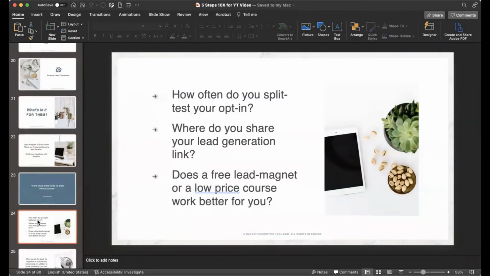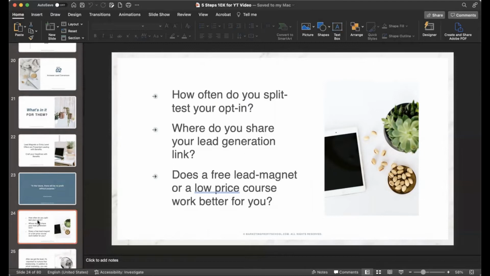How often do you split test the headline on your opt-in or the button, or even what you're offering? Have 2 or 3 different lead magnets out there at a time? And where do you share that link? Do you share it everywhere? Do you just share it in certain places? Do you just share it in ads? Do you just have it in a pop-up or a sidebar on your website? Like, share it everywhere. And does a free lead magnet or a low-priced course or offer work better for you?